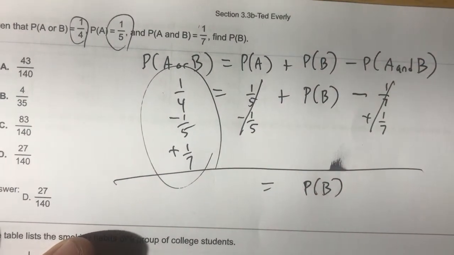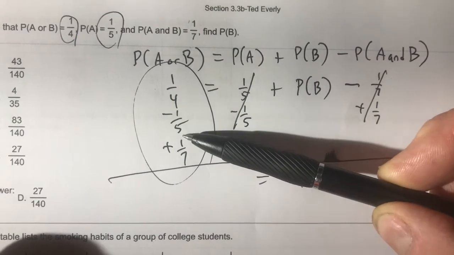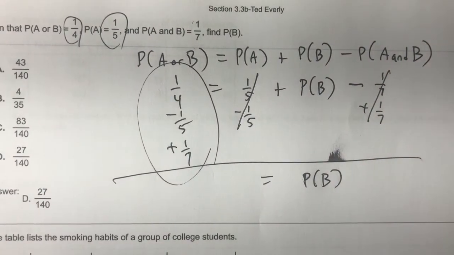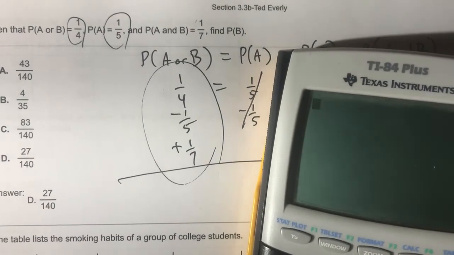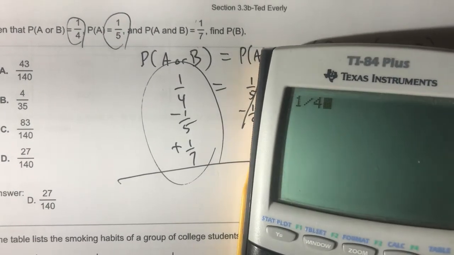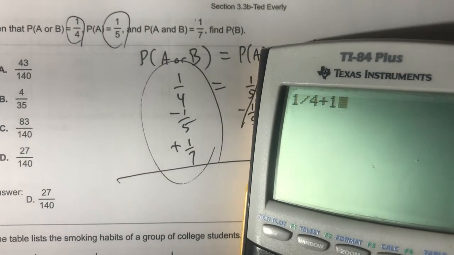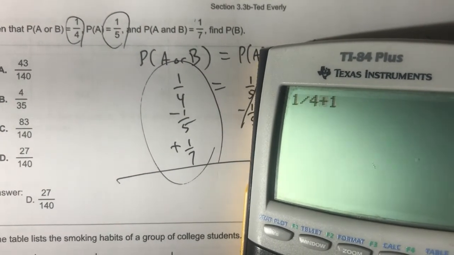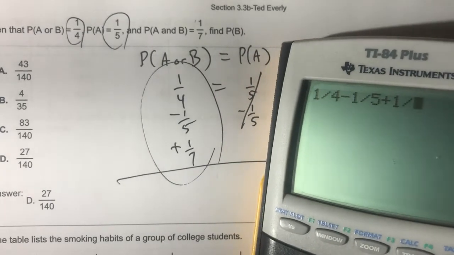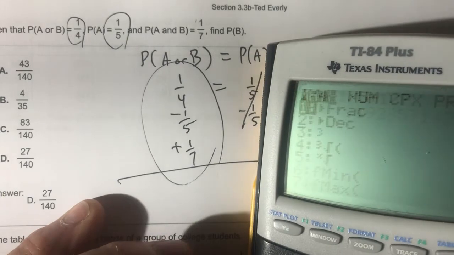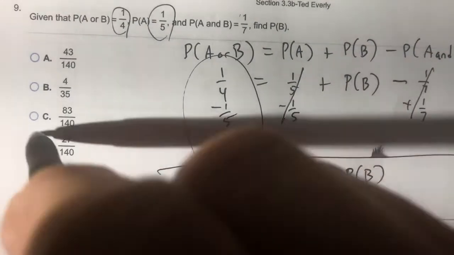Now these, I can't just add the tops and then divide because all the denominators are different. So I'm just going to punch this in the calculator here. Okay, I've got 1 divided by 4 plus 1, minus 1 divided by 5, and then plus 1 divided by 7. And change that to a fraction. 27 over 140, and right here it is.